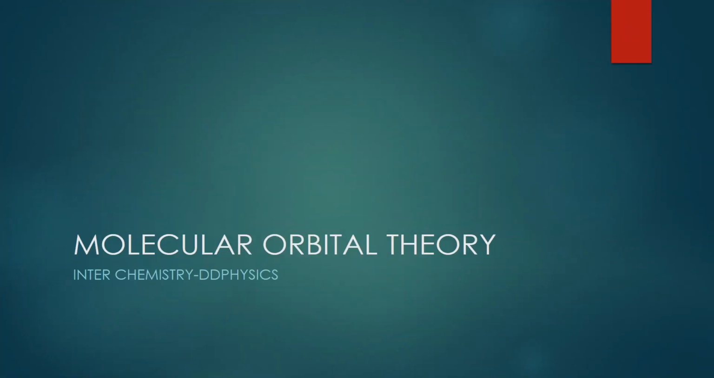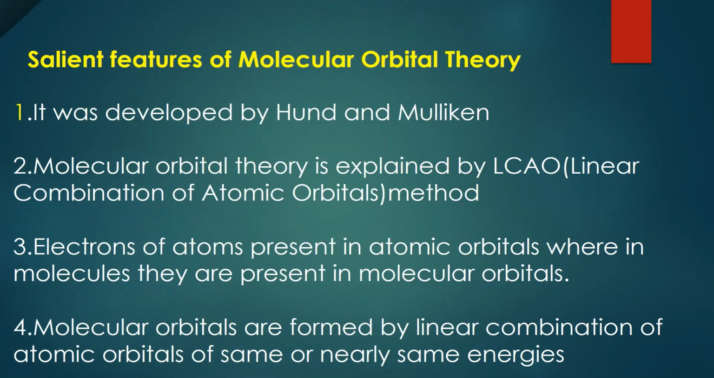Dear students, in this video I am going to explain molecular orbital theory. Main features of molecular orbital theory are: number 1, it was developed by Hund and Mulliken. Molecular orbital theory is explained by the LCAO method. LCAO means linear combination of atomic orbitals.